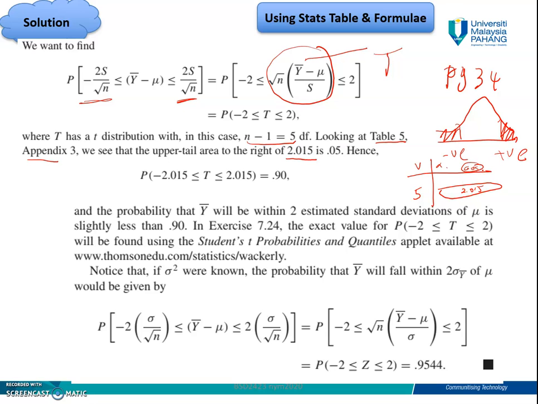That one is for left and right. Since you have alpha only for one side, 0.05 times 2 gives you 0.1. So here will be 1 minus alpha, 0.9. The probability that y bar will be within 2 estimated standard deviations of mu is slightly less than 0.9 probability, or 90%.